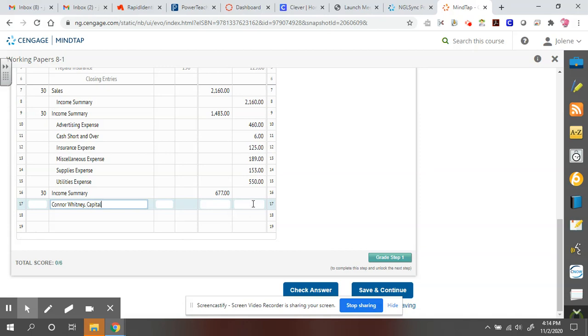Connor Whitney Capital, and 677. Okay, doing that right there, that closes out the income summary account. And we have one more to do. We have to close out the drawing account.